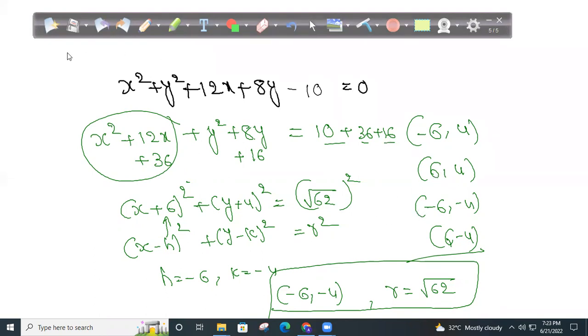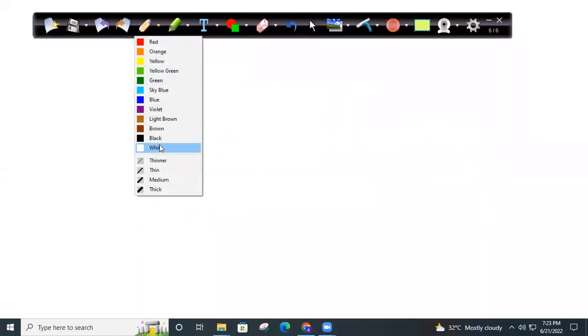I'm going to give you one more question. I expect everyone in the class to answer that. Everyone should answer. Find the center and radius of x square plus y square minus 6x minus 4y minus 20 equal to 0.